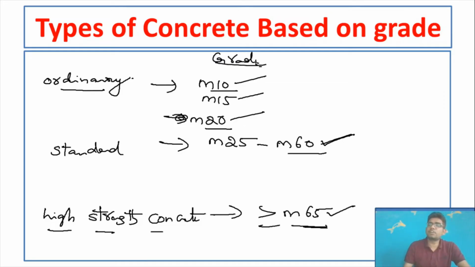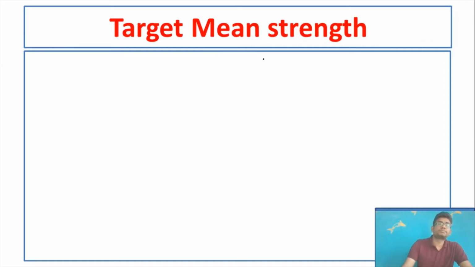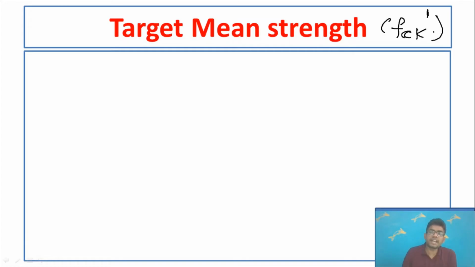Okay, and what does this grade of the concrete represent? It represents the 28 days characteristic compressive strength. And what do you mean by characteristic compressive strength? The strength below which not more than 5% results are expected to fall. So let us see the next one, target mean strength. And this target mean strength is denoted with FCK dash. So remember that FCK means characteristic compressive strength, FCK dash means target mean strength. So now the thing is, suppose it is the M30 grade of concrete, let us say. I want the M30 grade of concrete. And if I design the mix for the 28 day strength of 30 Newton per mm square, I'm designing the mix for the strength of how much? 30 Newton per mm square.